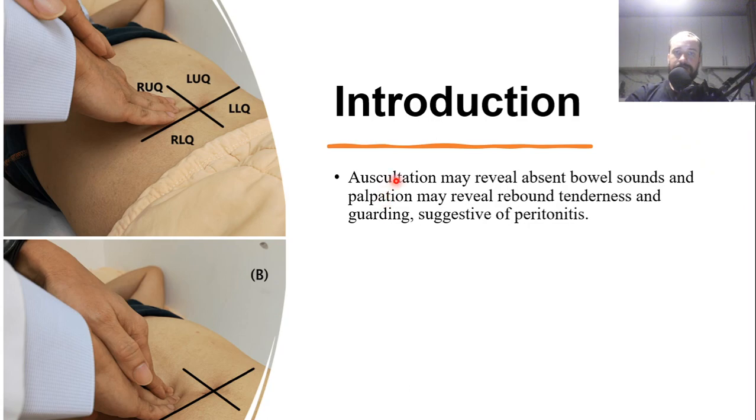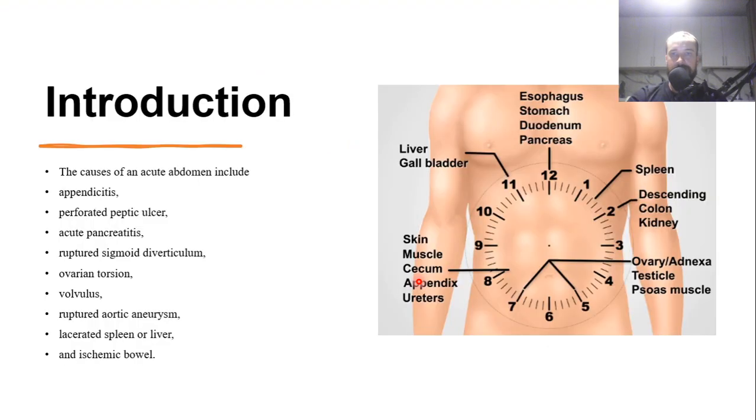Introduction. Auscultation may reveal absent bowel sounds, and palpation may reveal rebound tenderness and guarding suggestive of peritonitis. The causes of an acute abdomen include appendicitis, perforated peptic ulcer, acute pancreatitis, ruptured sigmoid diverticulum, ovarian torsion, volvulus, ruptured aortic aneurysm, lacerated spleen or liver, and ischemic bowel.